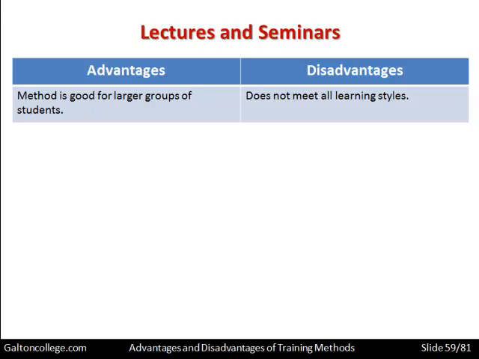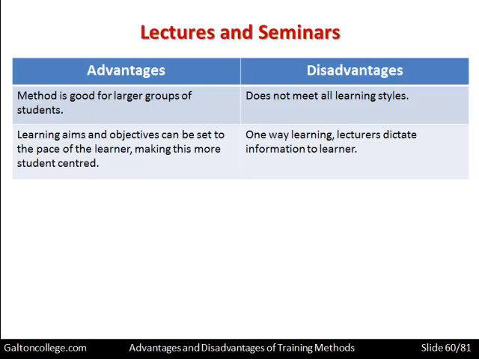Lectures and seminars don't meet all learning styles. People learn differently. Some people learn by sitting and taking notes and listening to the lecturer. Some people want to experiment and think about things and discuss in groups. Others simply want to go and read first-hand accounts in the library and from books and journals and so on. Different people want to do things differently. So lectures and seminars are not the only way to learn, and they may not be the most appropriate way for all students or all trainees.